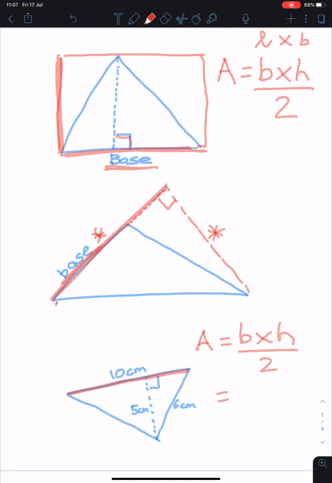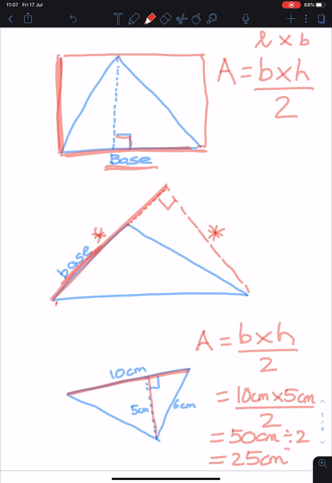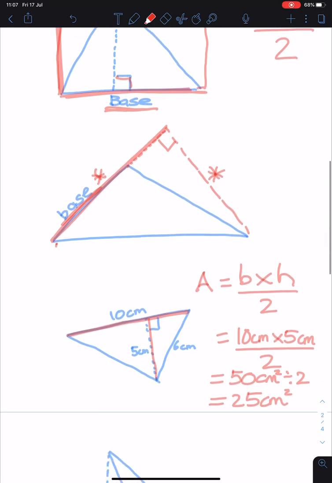So our base is 10 and our height is 5 centimeters. And then we will divide it by 2. 10 times by 5 is 50. We divide it by 2. So the area of our triangle is 25 centimeters squared. Let's have a look at another one.